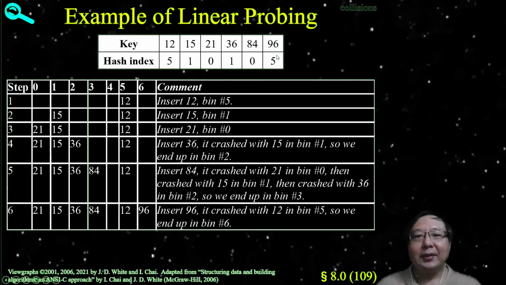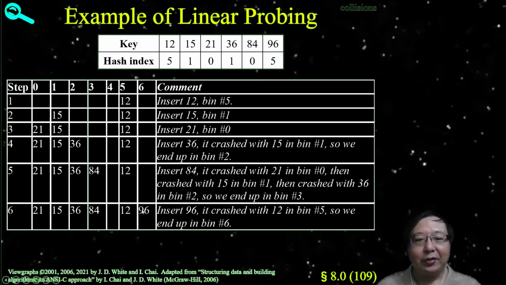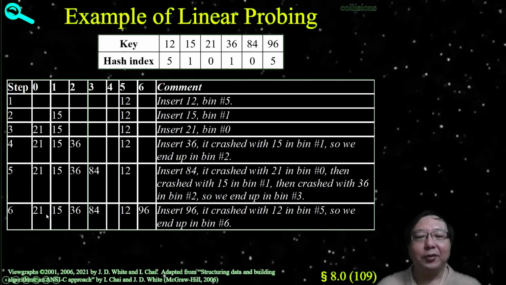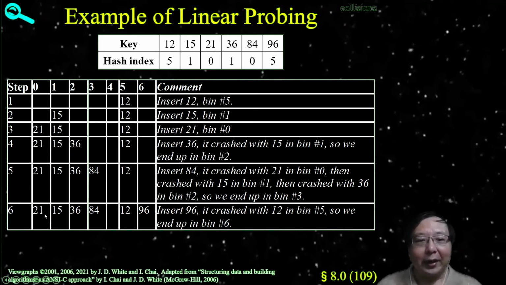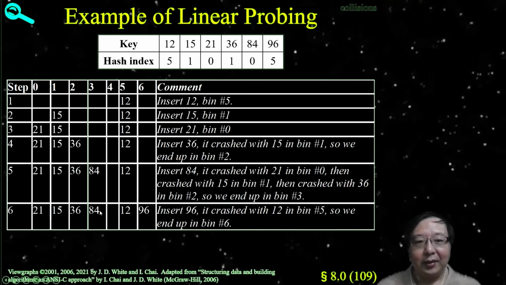And then 96 hashes to 5. We find 12 is already there, so we put 96 in the next place. So this is what we mean by linear probing. So you see that if I'm looking for 84, I'm not having to do a linear search all from here, here, here, until I find it.